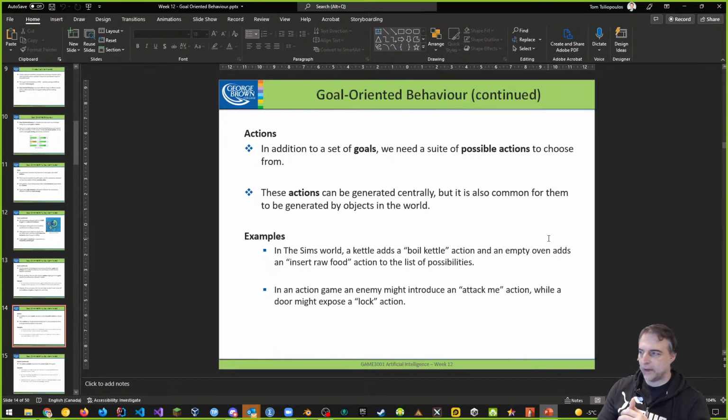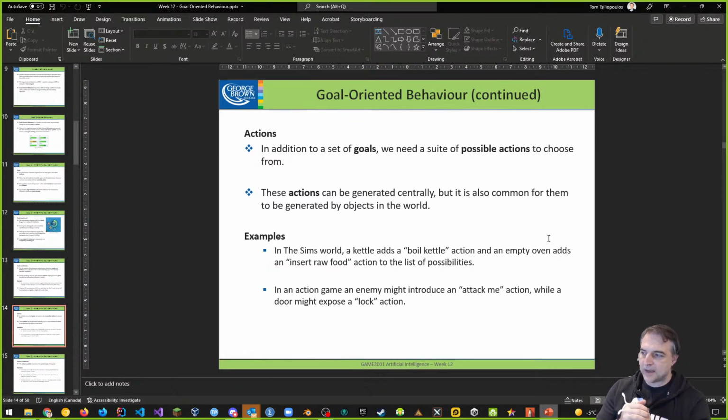An empty oven might do things like insert raw food. That might be an action that is available for an autonomous character to take when they're hungry, right? Or if we're the player character, the enemy might introduce the attack me action. It's a different way of thinking. Hey, there's an enemy near. Well, guess what? The attack me action is now part of my list of actions that I could possibly take, because the enemy happened to just come into the room, right? The enemy wasn't part of the room before. Now they are.